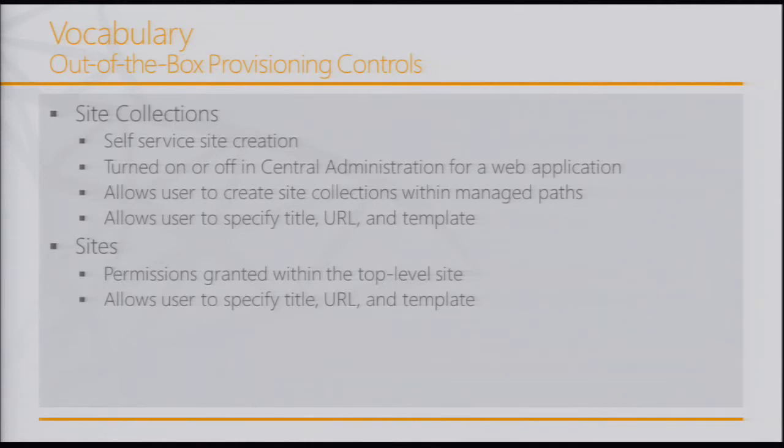So with site collections, your only option in the product is to go in and turn on self-service site creation. And if you turn that on, you turn it on in central administration for a web app. That will allow users to create site collections at managed paths, and they get to specify everything. They get to pick the title of the site collection. They get to pick the template. They get to specify what they want the URL to be. All of these choices. Right?